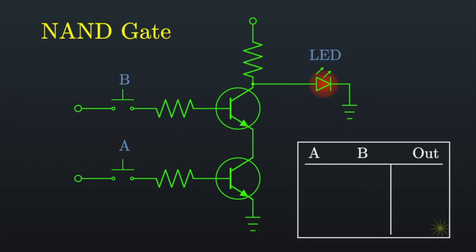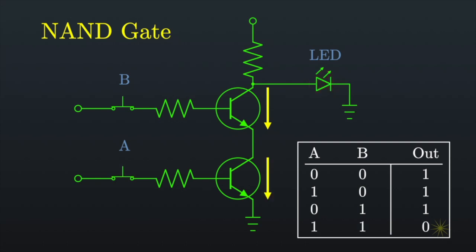Let's tally up our behavior in a table. As before, we'll use 0 to represent when the input or output is off, and 1 to represent when the input or output is on. As we iterate through all possible combinations, we can see how our NAND circuit works. The output is on unless both inputs are on.